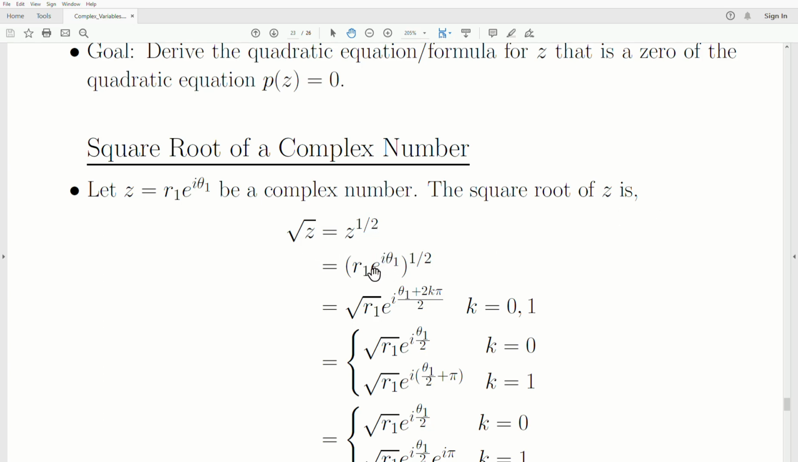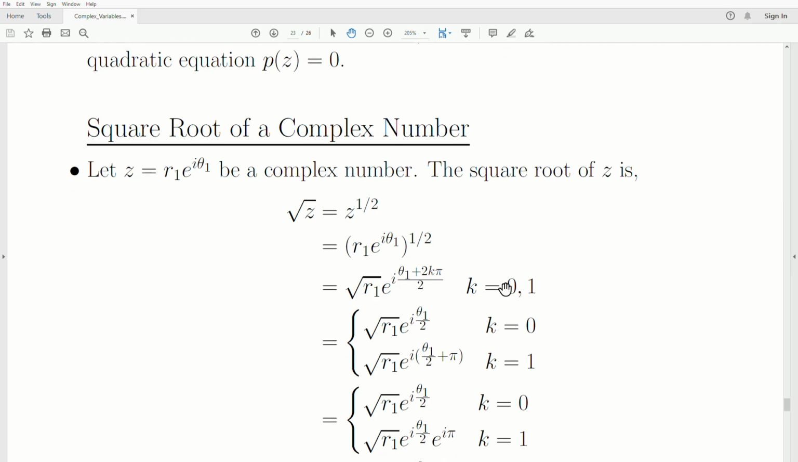So you write it in polar form, take it to the 1/2. Then it says you take the 1/2 into the modulus, but then you add an integer multiple of 2 pi and then divide by 2. And these are both of the roots of Z. So it's the square roots of Z. Now, when K is 0, then you plug in 0 and you get this number. Plug in 1 and you get this number.